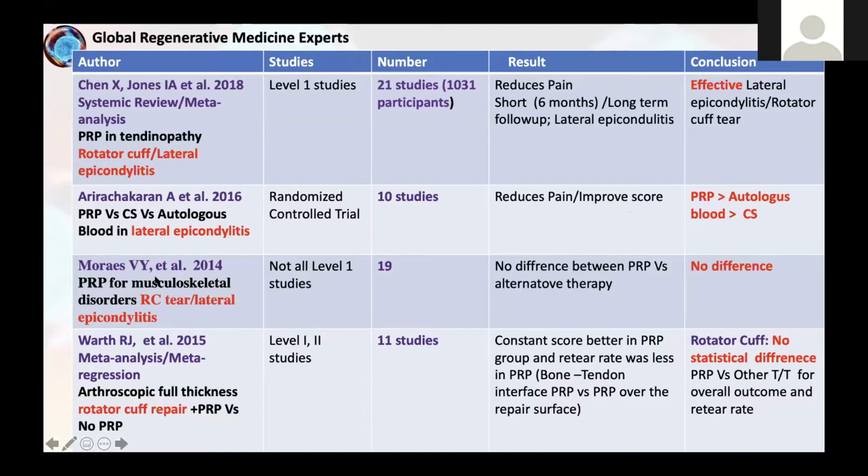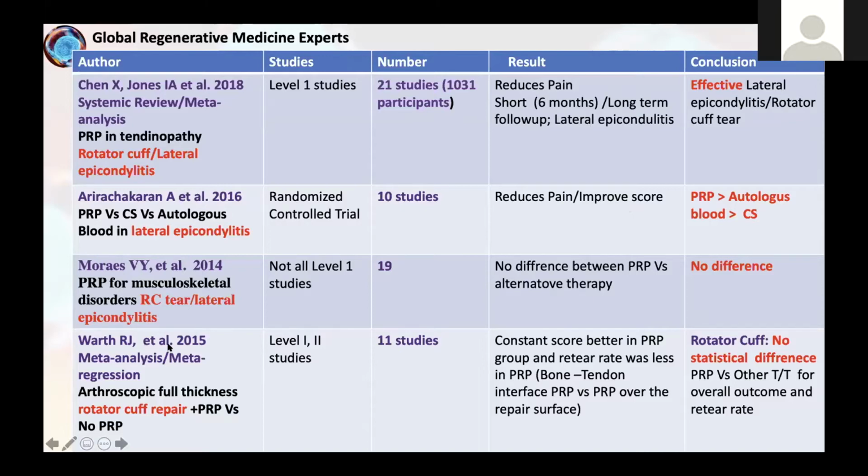Then another study in 2014 by Morris, they included 19 studies, but not all of them were level 1. And he suggested that there is no difference between PRP versus alternative therapy, whether you use physio, saline, or any other conservative treatment.